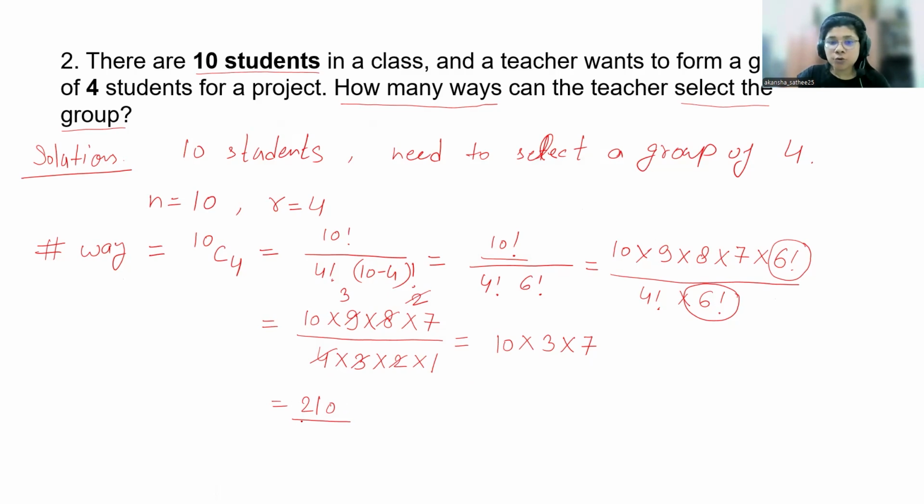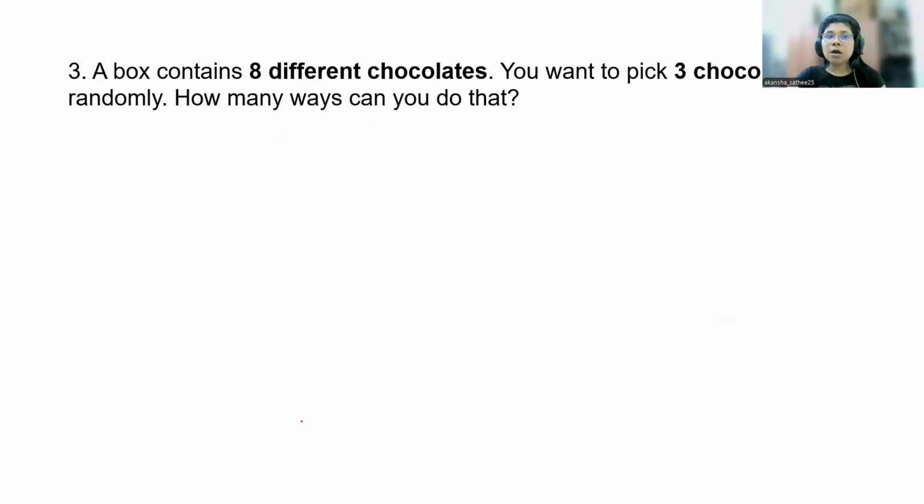Okay. Next problem. A box contains 8 different chocolates. You want to pick 3 chocolates randomly. How many ways? Whenever you see this, how many ways, that means you need to apply combination. How many ways you can do this? So again, you have total number of chocolates as 8. You need to pick 3.